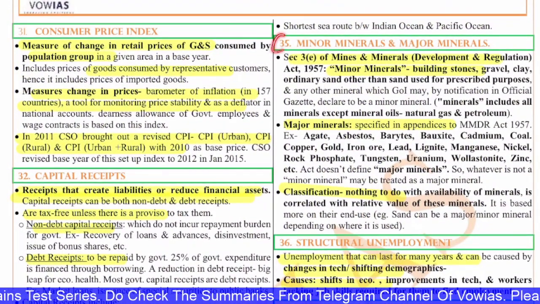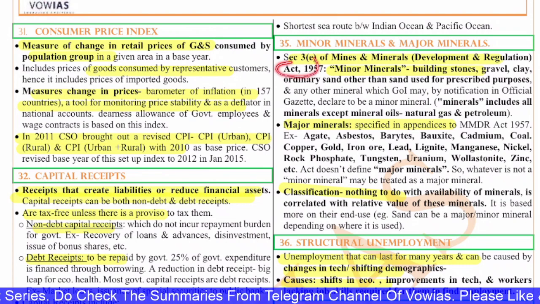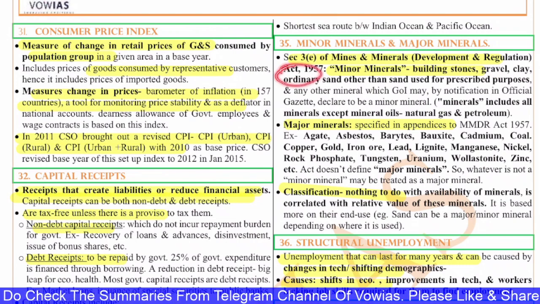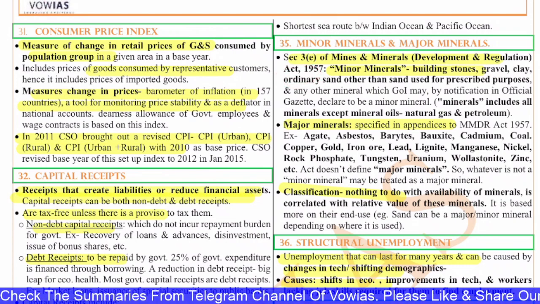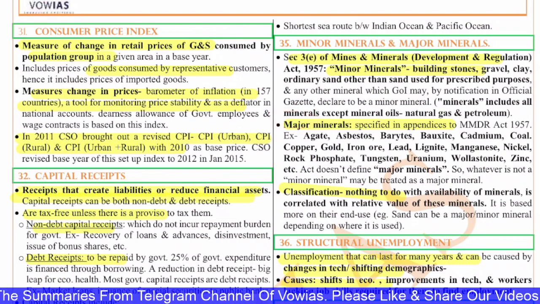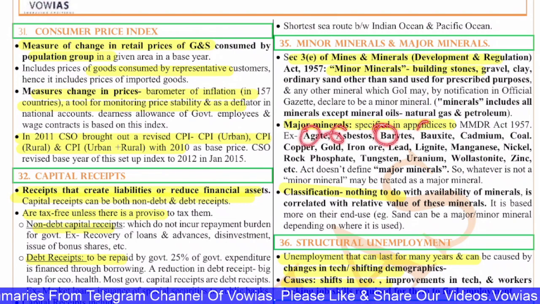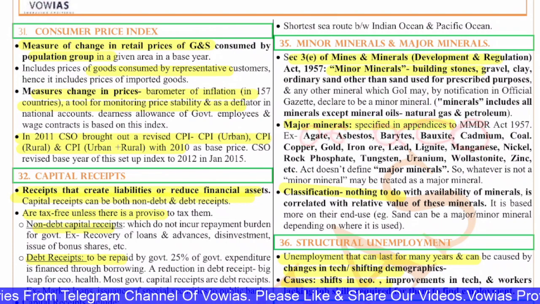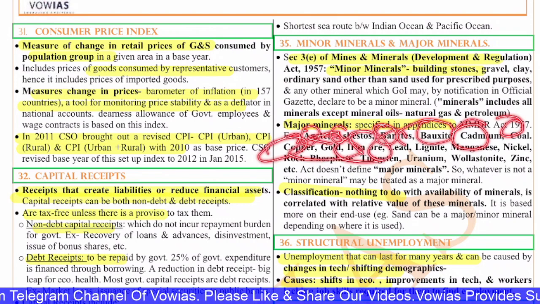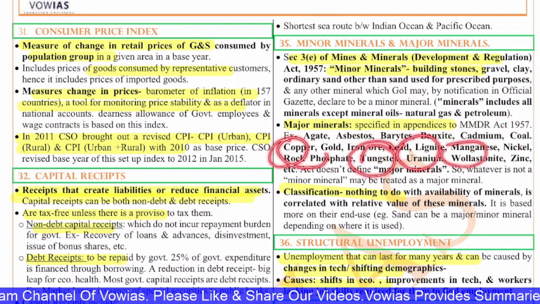Next, the 35th question is on minor minerals and major minerals. Section 3 of the Mines and Minerals Development Regulation Act 1957 talks about minor minerals, which are building stones, gravels, clay, ordinary sand other than sand used for prescribed purposes, and any other mineral which the government may prescribe. The major minerals are the ones specified in the appendices to the MMDR Act of 1957. They are agate, asbestos, barytes, bauxite, cadmium, coal, copper, gold, iron, lead, lignite, manganese, nickel, rock phosphate, tungsten, uranium, wolframite, zinc, etc. The Act does not define major minerals.